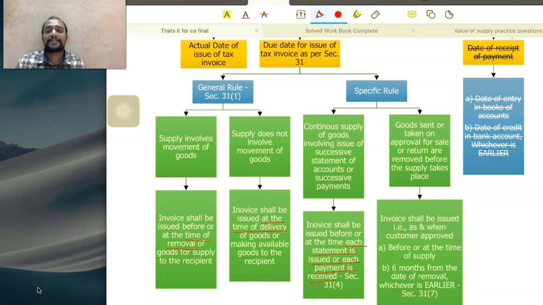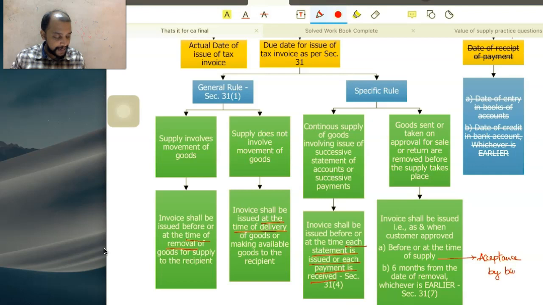Then next, if it is sale on approval or on return basis. Whenever goods are taken on approval or on return basis, that is, I am selling goods to one person, that is normal. But here I am delivering goods to one person, and only when he accepts is the sale done. Otherwise the sale is not completed. This is known as sale on approval or on return basis. The actual sale takes place only when the buyer accepts. So what is the time of supply? Acceptance by the buyer.